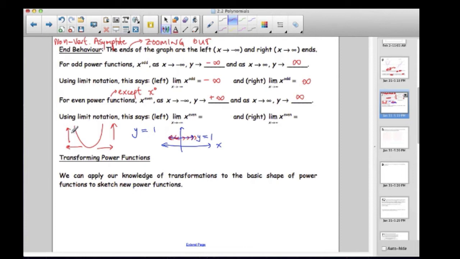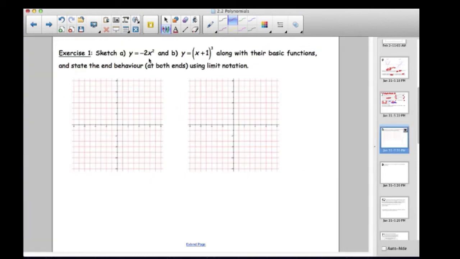Okay, so using limit notation, we can just put a positive infinity here and a positive infinity here. We can also transform power functions, just like every function. So if we apply our knowledge of transformations, we can sketch new power functions that do not just have x-intercepts at the origin. So let's consider this basic power function.